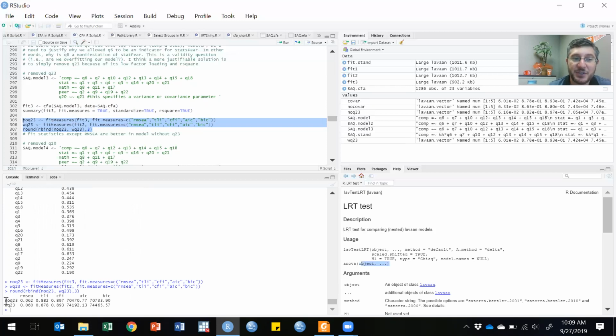So you can see there's no question 23, and this is with question 23. Notice the TLI and the CFI improved, the AIC and BIC all decreased, which indicates slightly better model fit, but the root mean square of approximation slightly increased. So it improved the model fit marginally. You can keep looking through here.